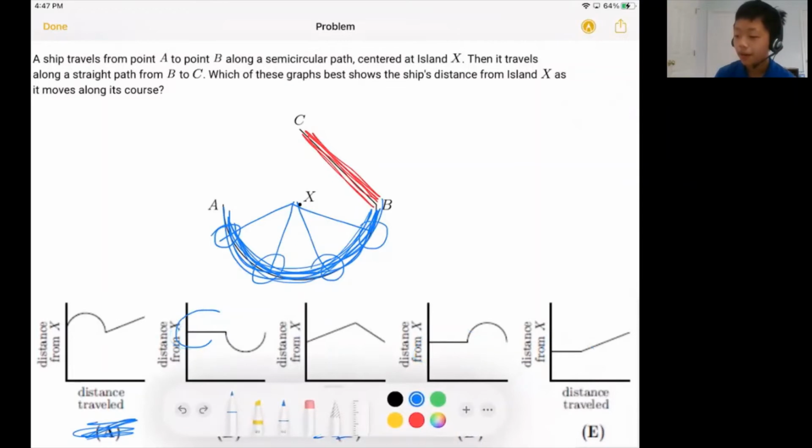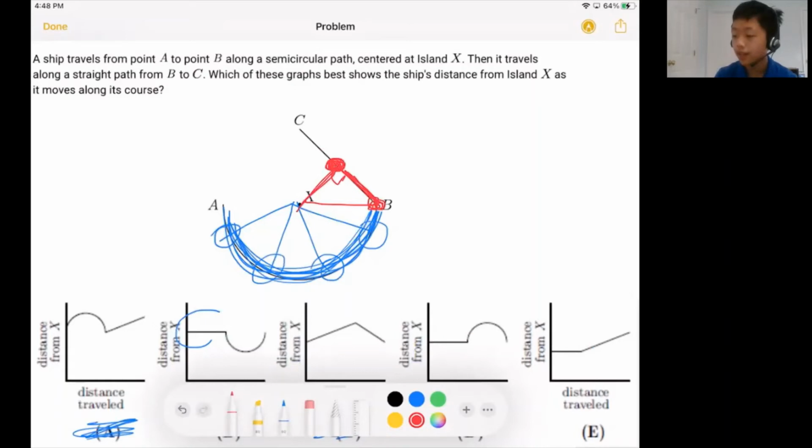To look at the red path, notice that now it's not going to stay constant, right? Because it's no longer in a circular path. So notice that at the beginning, when the ship is at point B, you're going to have some distance. Now, as the ship is gradually traveling, it's going to get closer and closer to point X. And the closest it's ever going to get to point X is this perpendicular distance here, this red point, which is the closest the ship will ever get to point X.